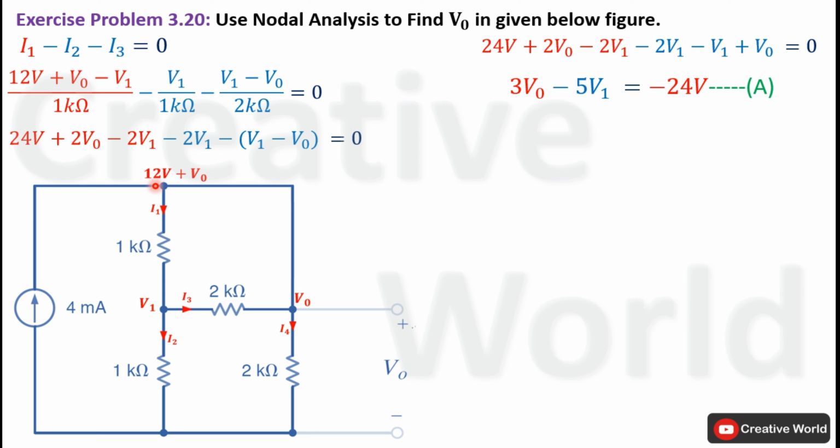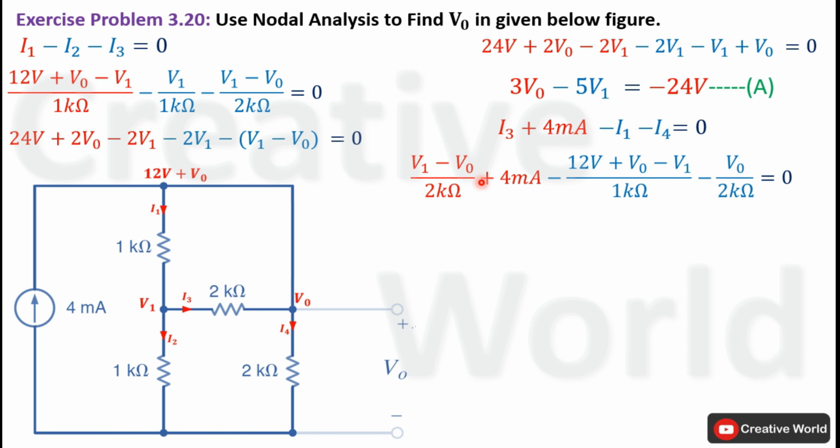Now we will apply Kirchhoff's current law on this super node. On this node, two currents are entering, one is 4 milliampere and other one is I3, while two currents are leaving, I1 and I4. Entering currents are taken with positive sign while leaving currents are taken with negative sign. In next step, we have to replace these three currents with their respective equations. Current I3 is equal to V1 minus V0 divided by 2 kilo ohm, while current I1 is equal to 12 volt plus V0 minus V1 divided by 1 kilo ohm, and I4 will be equal to V0 divided by 2 kilo ohm.